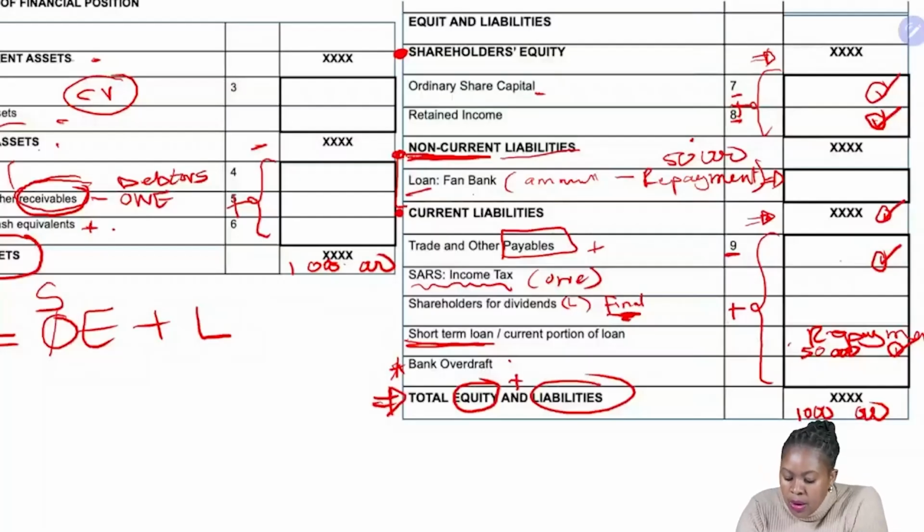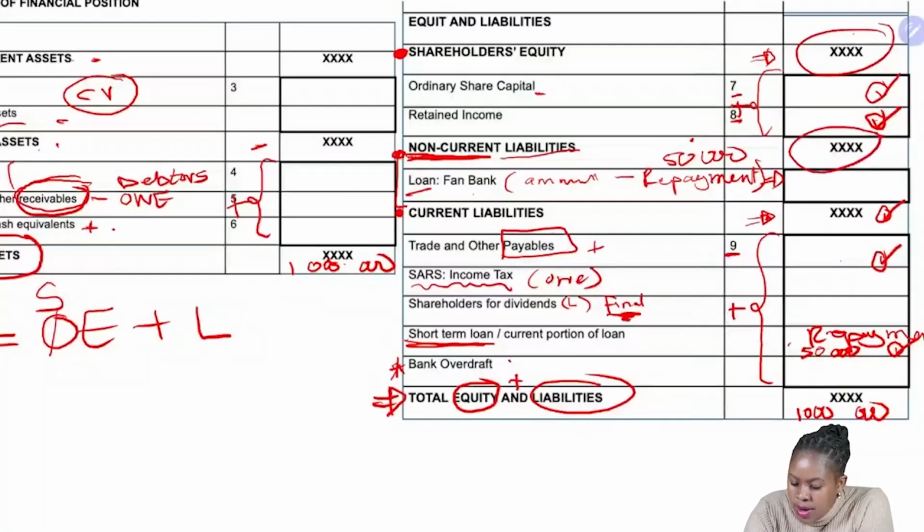Then, in order for you to calculate your equity and liabilities, you are going to take your shareholders' equity, add your non-current liability, and you will also add your current liabilities for you to be able to get your equity and liabilities total. All right. So if the examiner gives you this type of question, then you will be able to calculate the total equities, and then you will be able to apply that total to your current assets.